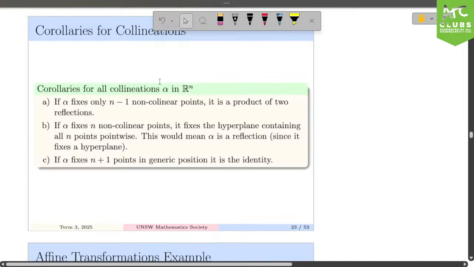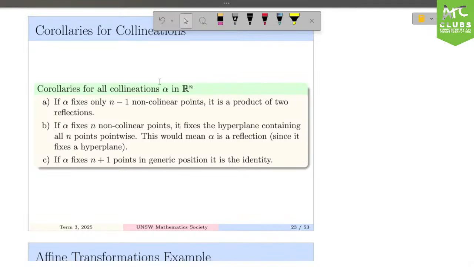All right, corollaries. If alpha fixes only n minus 1 collinear points, it is a product of two reflections. If alpha fixes n non-collinear points, it fixes the hyperplane containing all endpoints pointwise. This would mean that alpha is a reflection, since it fixes the hyperplane. If alpha fixes n plus 1 points, that's just the identity.